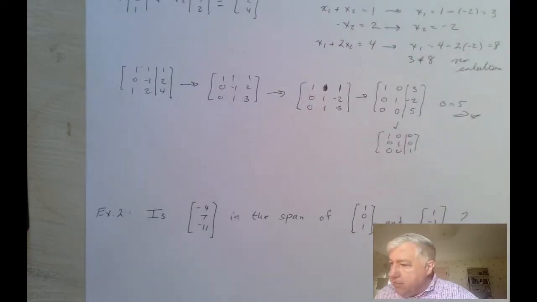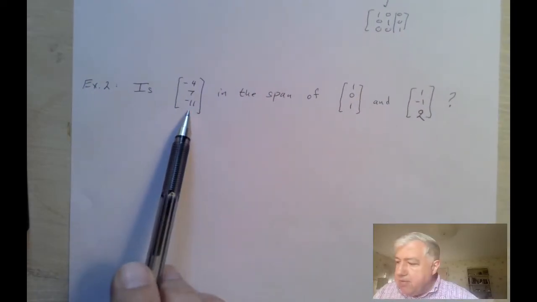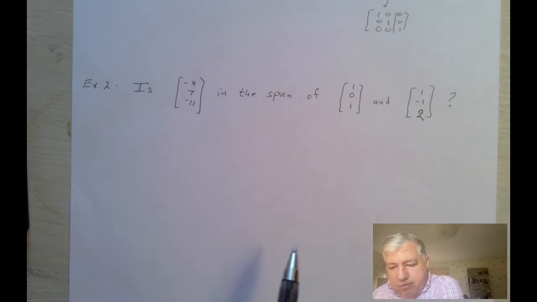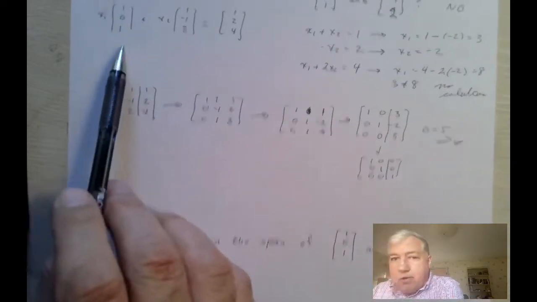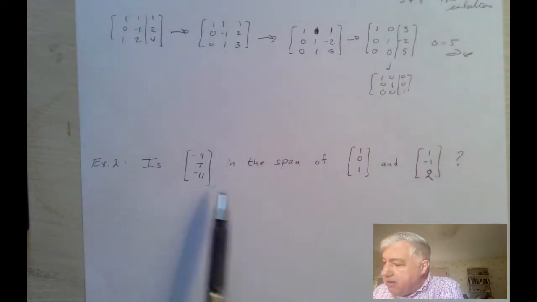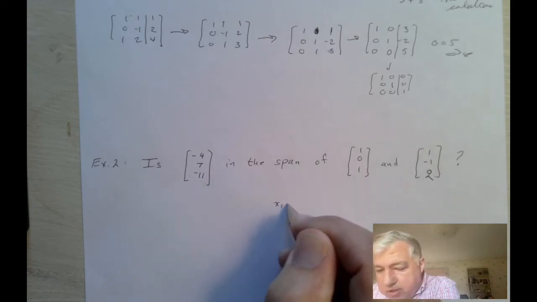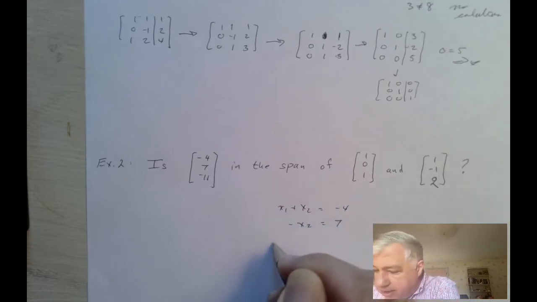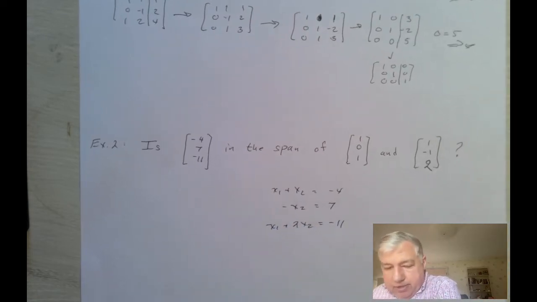If we look at example 2, let's say, is this vector in the span of these two vectors? We'll keep the two vectors here. Because these vectors are the same, this equation is going to be the same as up here, except we're replacing 1, 2, 4 with negative 4, 7, 3, negative 11. So we get x1 plus x2 is equal to negative 4, negative x2 equals 7, and x1 plus 2x2 equals negative 11.